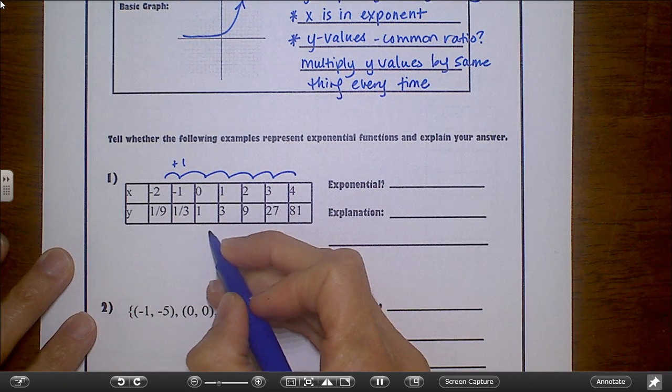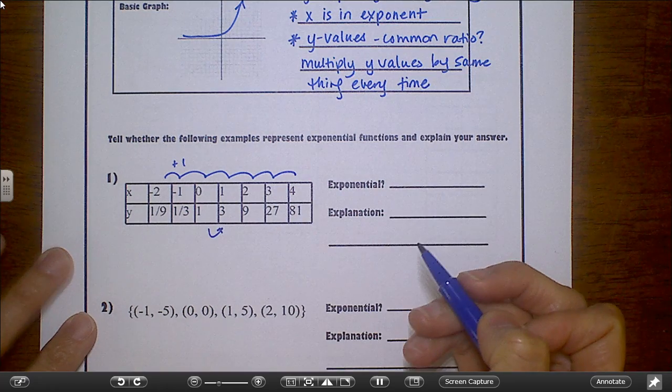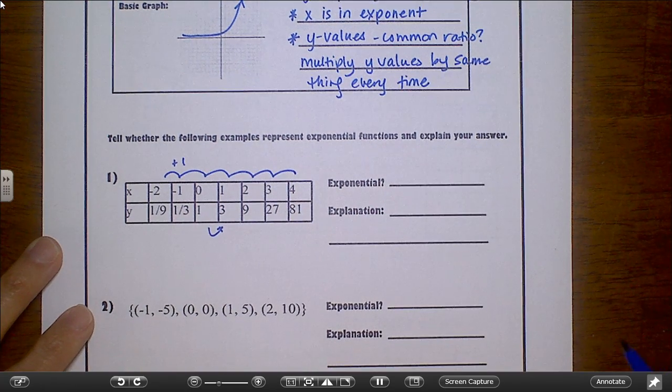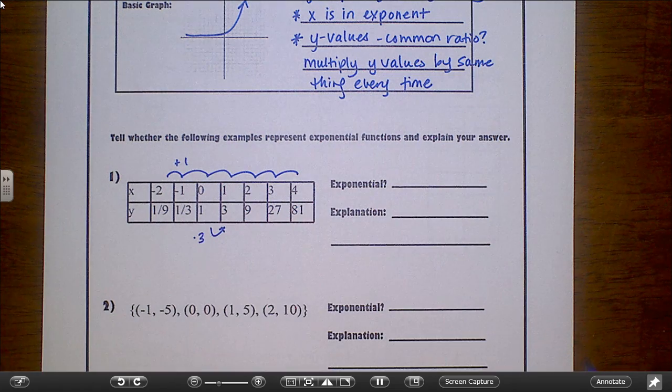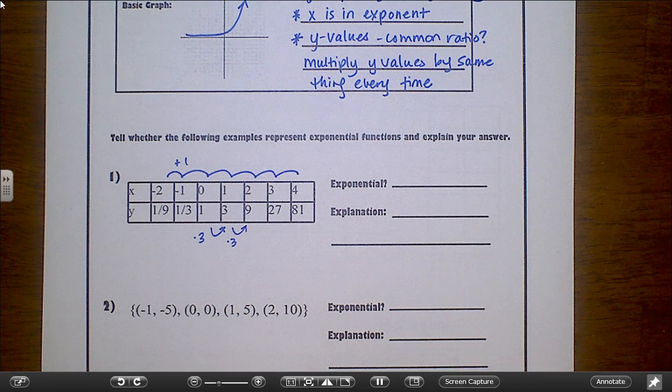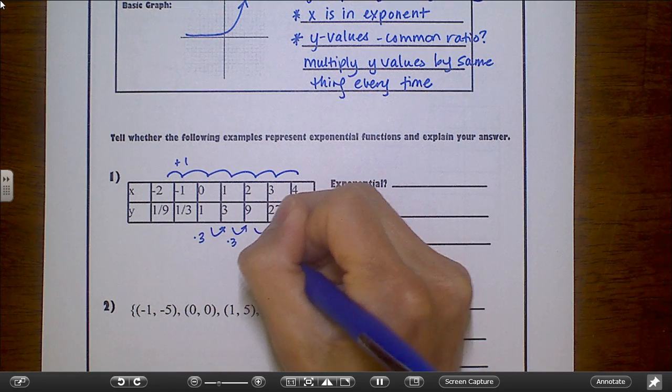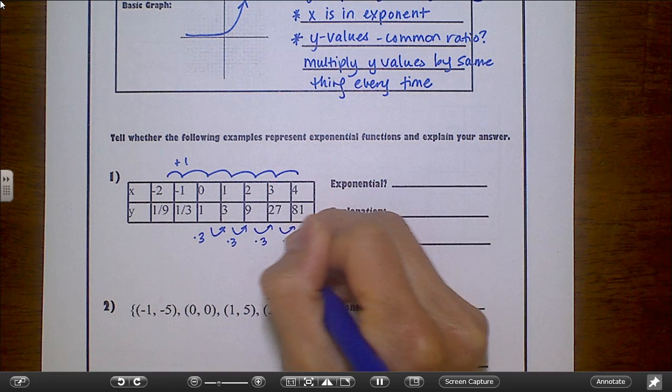So if I look at 1, how do I get from 1 to 3? Can I multiply 1 by something to get to 3? Yes, times 3. Can I multiply 3 by something to get to 9? And the answer would be yes, that is also 3. And then if you're looking at to get from 9 to 27, can you multiply by the same thing every time? And again, yes, it's by 3, and then 27 to 81, etc.